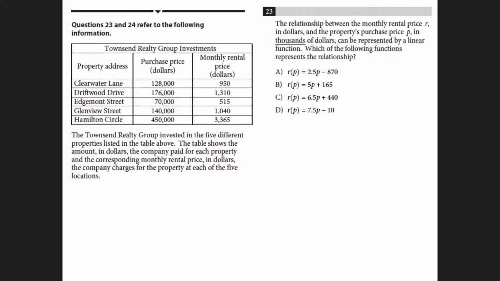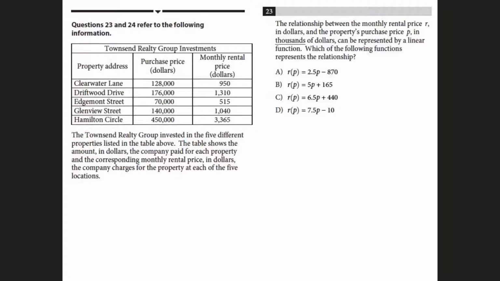This is a table for Townsend Realty Group investments. The Townsend Realty Group invested in the 5 different properties listed in the table above. The table shows the amount in dollars the company paid for each property and the corresponding monthly rental price in dollars. The company charges for the property at each of the 5 locations.